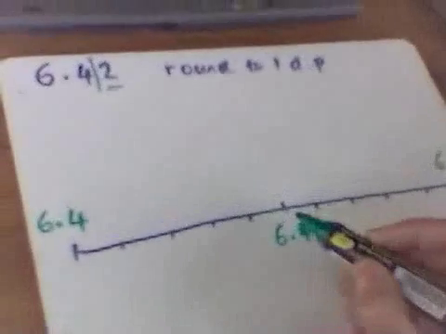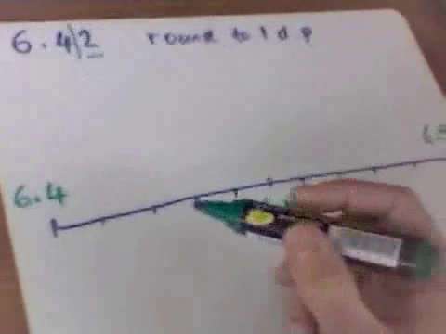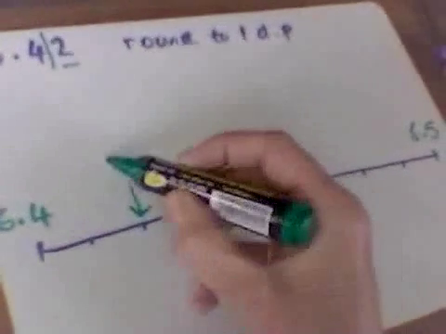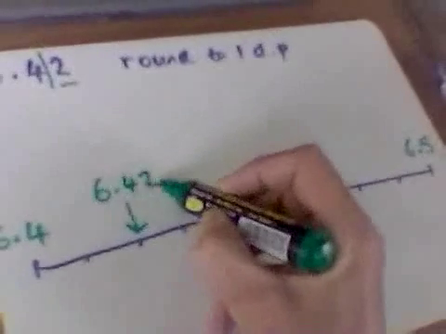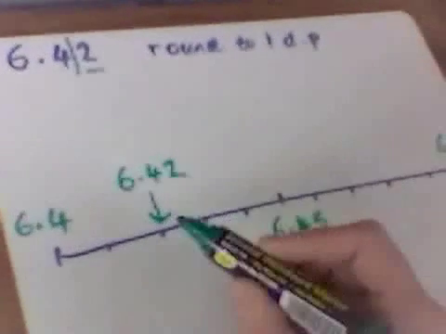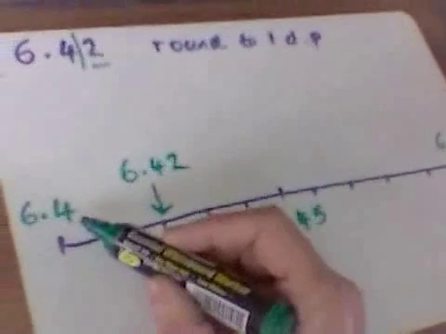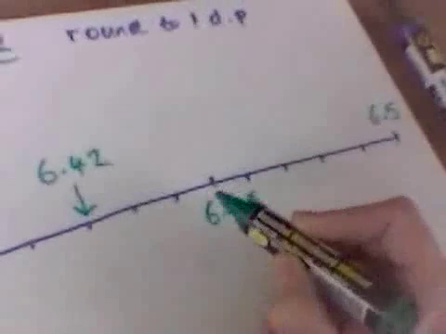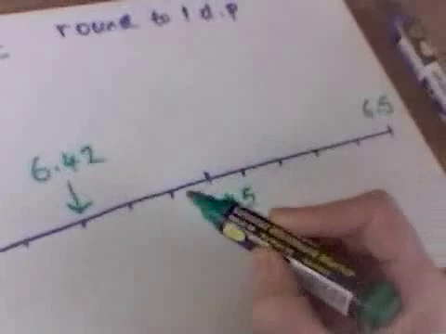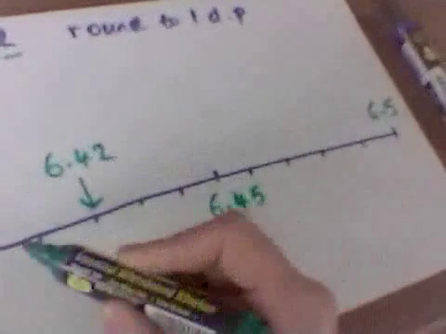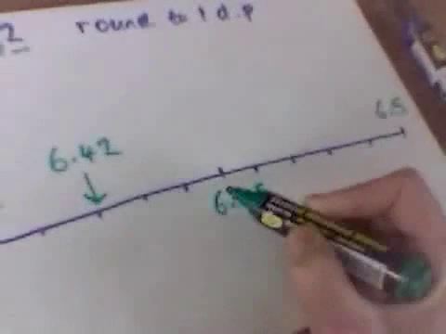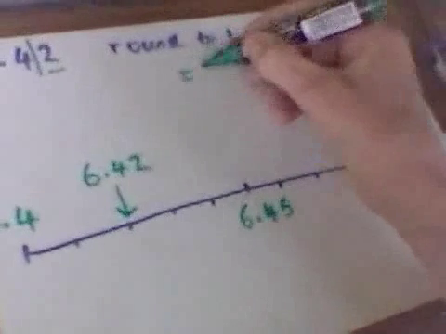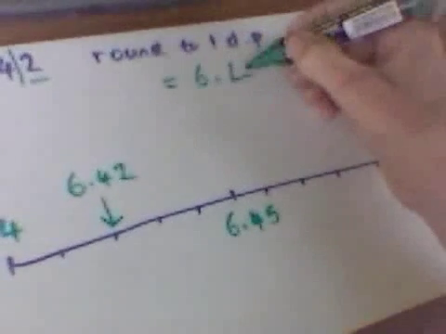6.45. Now, if I look at the number 6.42 and I insert this on the number line, I can see it belongs right here. 6.42. And I now need to ask myself whether that number is closer to 6.4 or if it's closer to 6.5. Because it's not greater than 6.45, it belongs in the first half of the number line, I can see that this number would be rounded to 6.4.